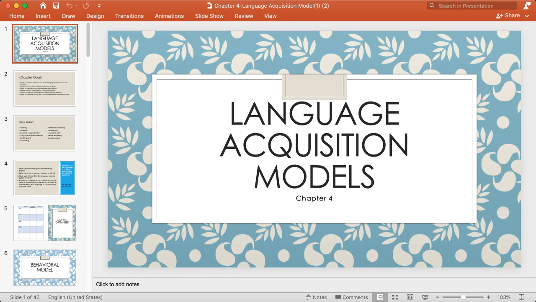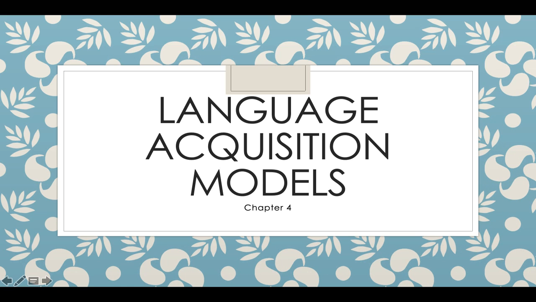Okay. If you haven't already, I'd encourage you to go ahead and print off the graphic organizer for this chapter so you can fill it out as we're going along. This chapter is about theory and language acquisition models. So, people trying to answer how language is formed, what comes first, which parts of language do we learn first.